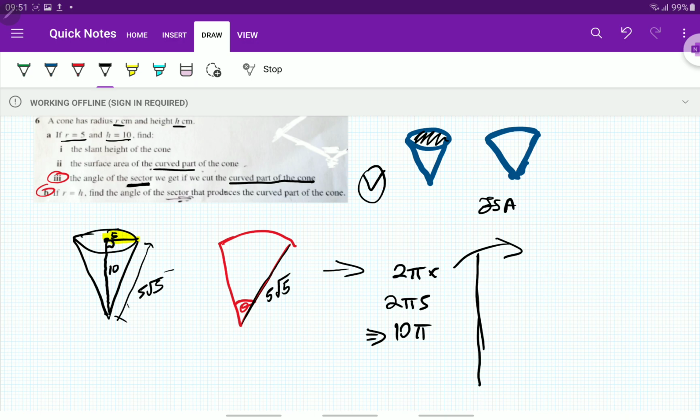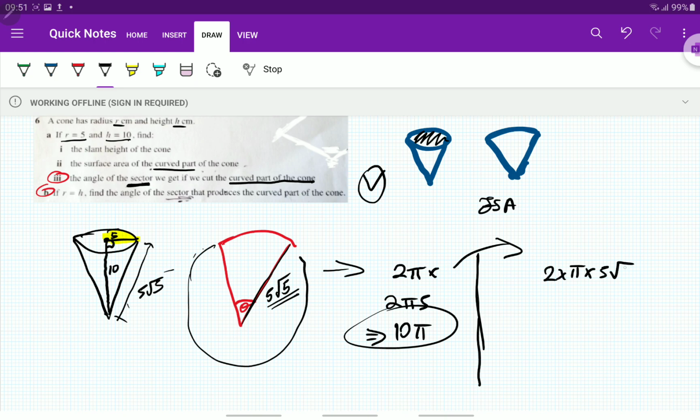let's find the circumference of the actual big circle from where this sector was taken. So if the radius is 5 root 5, then the circumference of this whole circle is 2 into pi into 5 root 5. 5 into 2 is 10. So it's 10 pi root 5. So that's the circumference of the bigger circle.